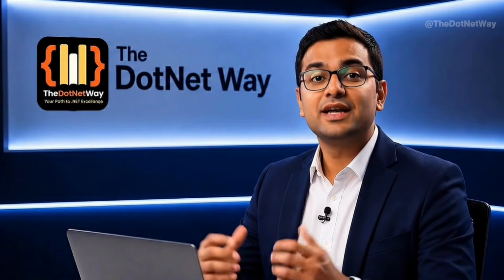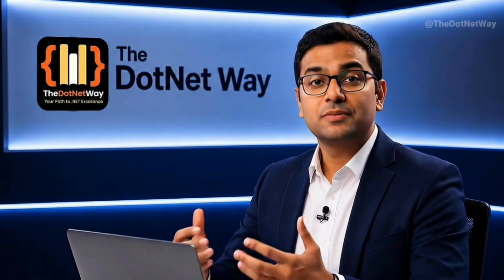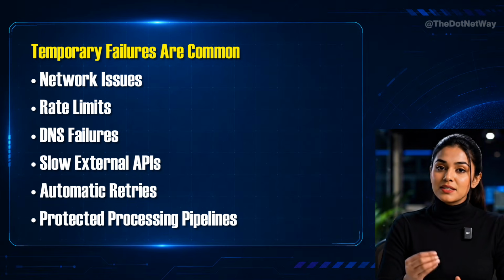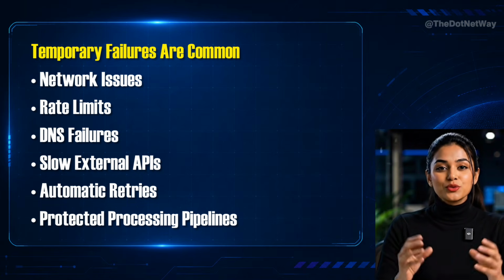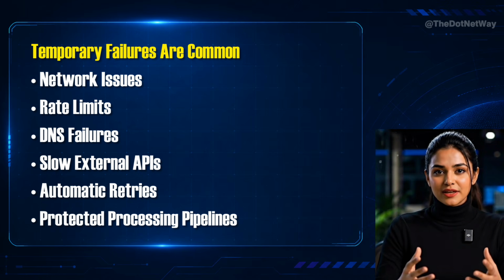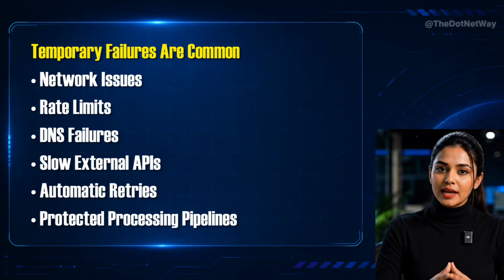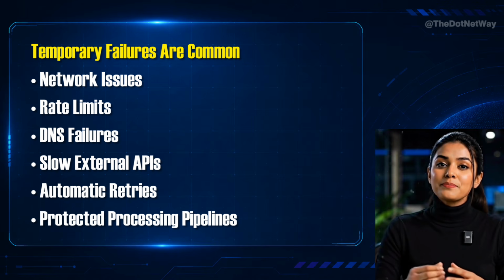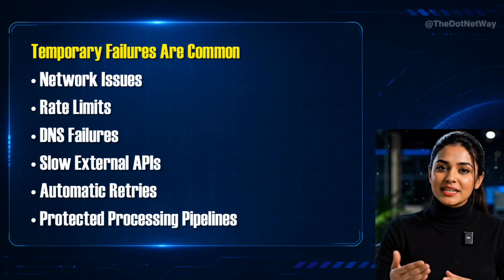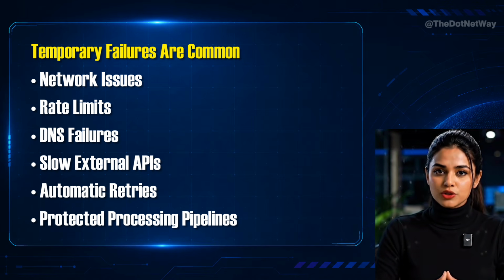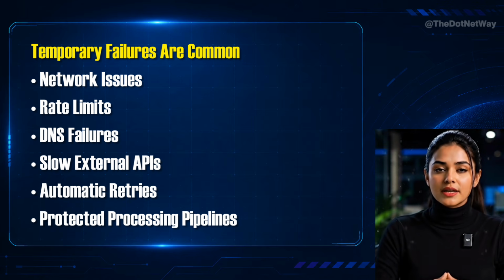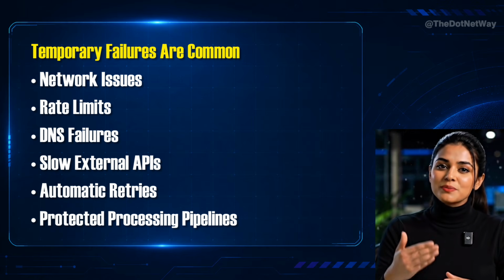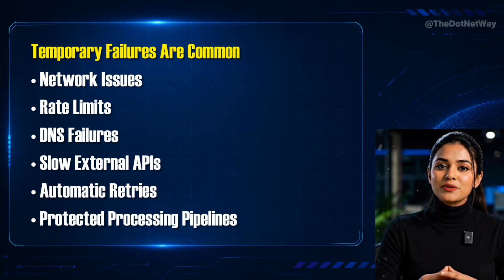What if an external API temporarily fails? Enterprise systems assume failures will happen constantly. Temporary network issues, rate limits, DNS failures, or slow external APIs are very common in production. That's why developers use resilience libraries like Polly to automatically retry failed operations safely. Without retries, temporary infrastructure problems can completely break your background processing pipeline.